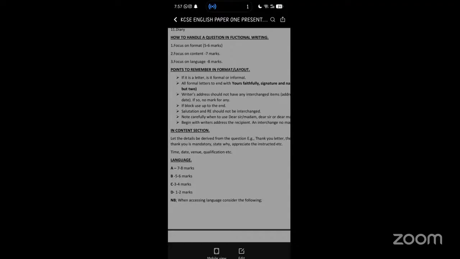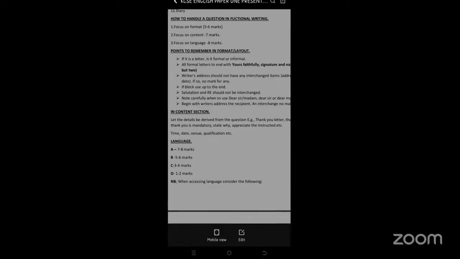In content, that is, we're talking about letters, kwa format. In the content section, let the details be derived from the question. Always, I think we said that earlier. Jibu swali. Wacha kupeana mshane yako. Jibu tu swali venye umeulizwa. The content in the body be guided by the question. If you answer the question that is not asked, you will get automatic deduction or 0 for irrelevance. So time, date, venue, qualification, all those things.